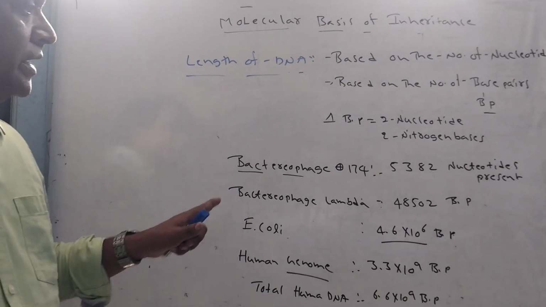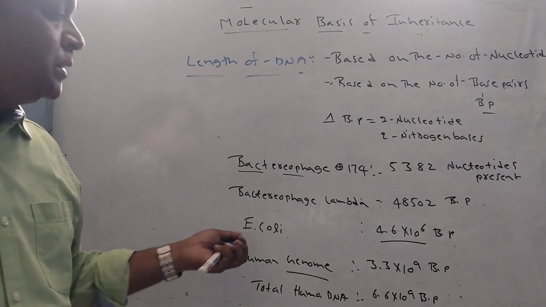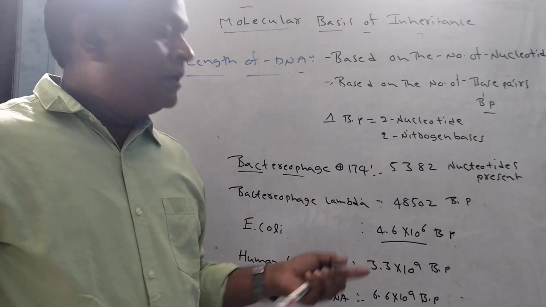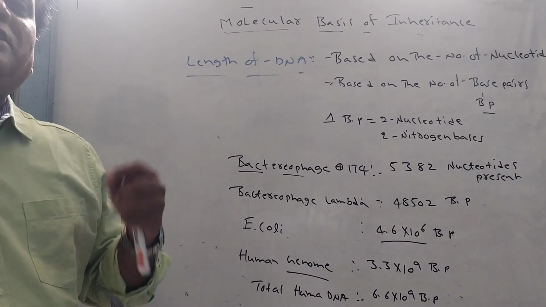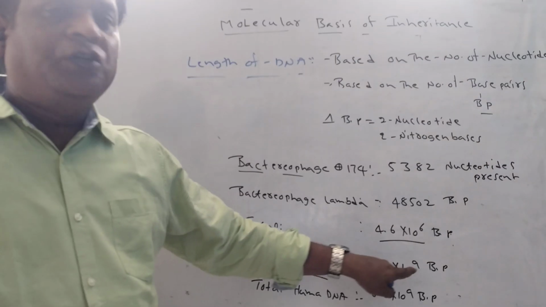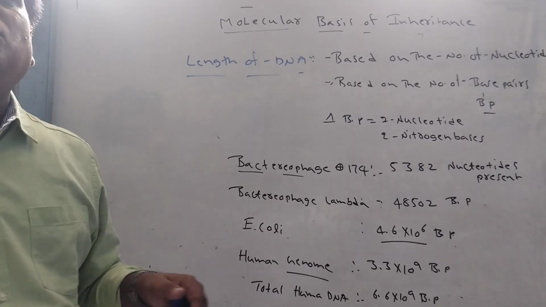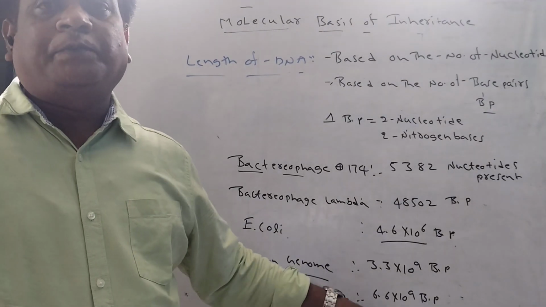This is very important. Sometimes they ask simply what are the base pairs in E. coli bacteria, that's 4.6 × 10^6. If they ask about the human genome, the haploid content, you go with 3.3 × 10^9 base pairs. If they ask total human DNA, you go with 6.6 × 10^9 base pairs.